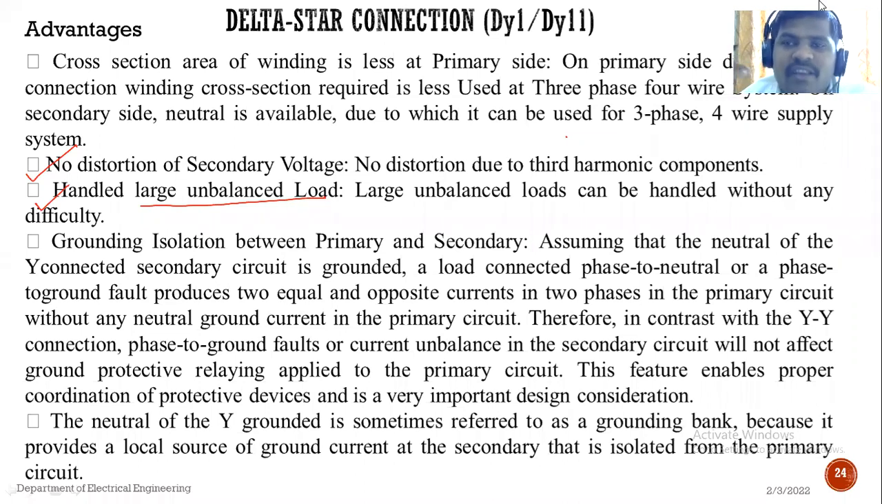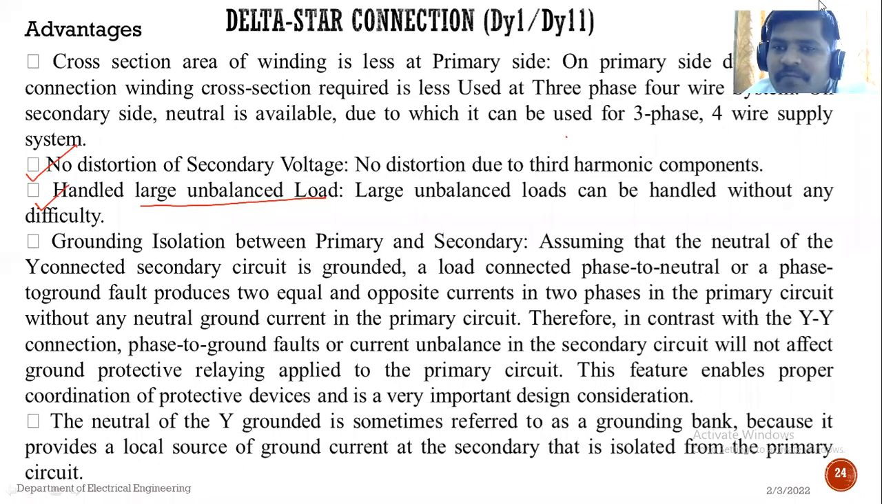Neutral ground केली and the load can be connected in phase to neutral. म्हणजे आपला जर सिंगल फेज लोड कनेक्ट केला, फेज टू न्यूट्रल मध्ये जर लोड कनेक्ट केला, or if the phase to ground LG fault occurs, at that situation it will produce two equal and opposite current in two phases. Remaining those phases मध्ये it will produce equal and opposite current in the primary circuit without any neutral ground current.